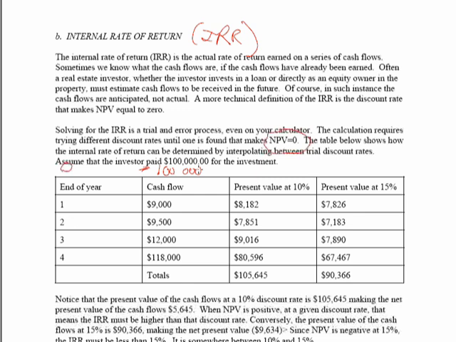So it looks like a typical real estate investment. You pay 100,000 for it, you rent out the property for 4 years, collect some cash flow and some income, and then you sell the property at the end of the 4th year.